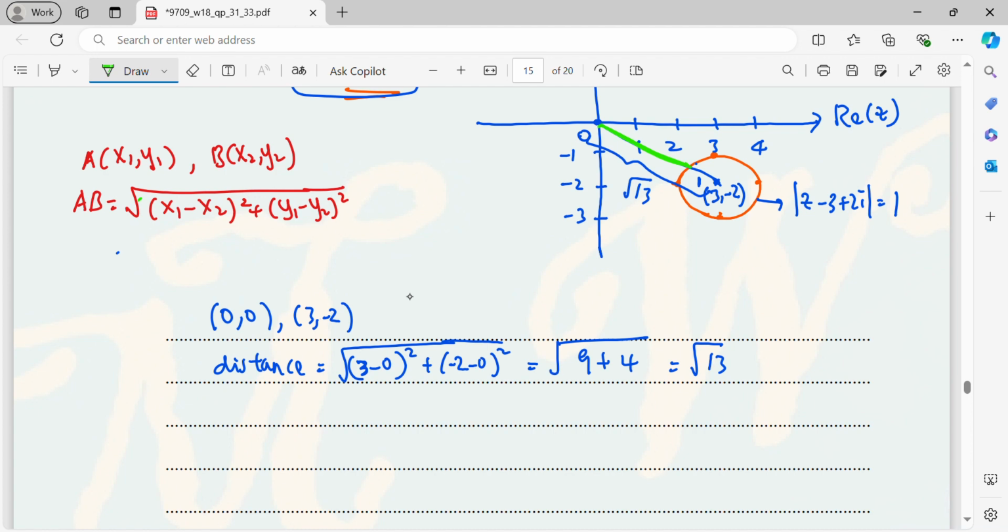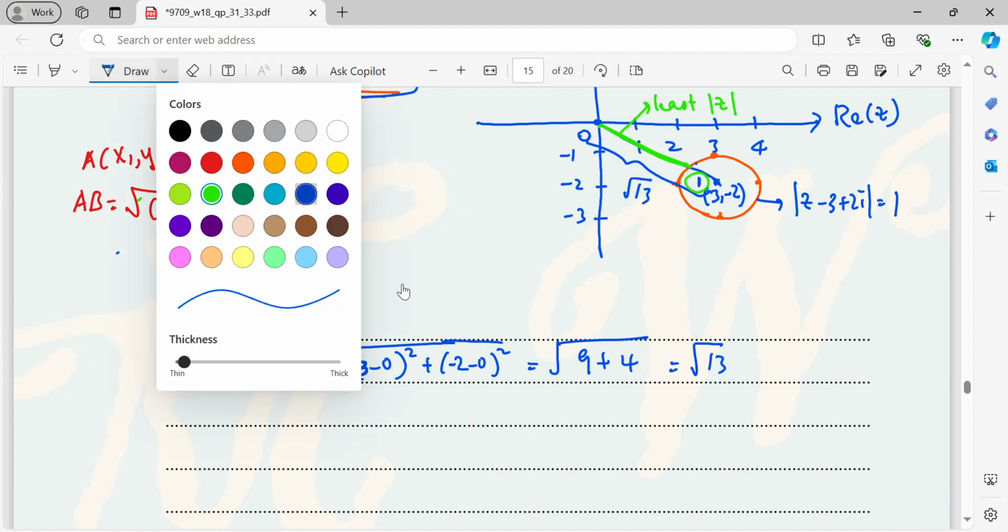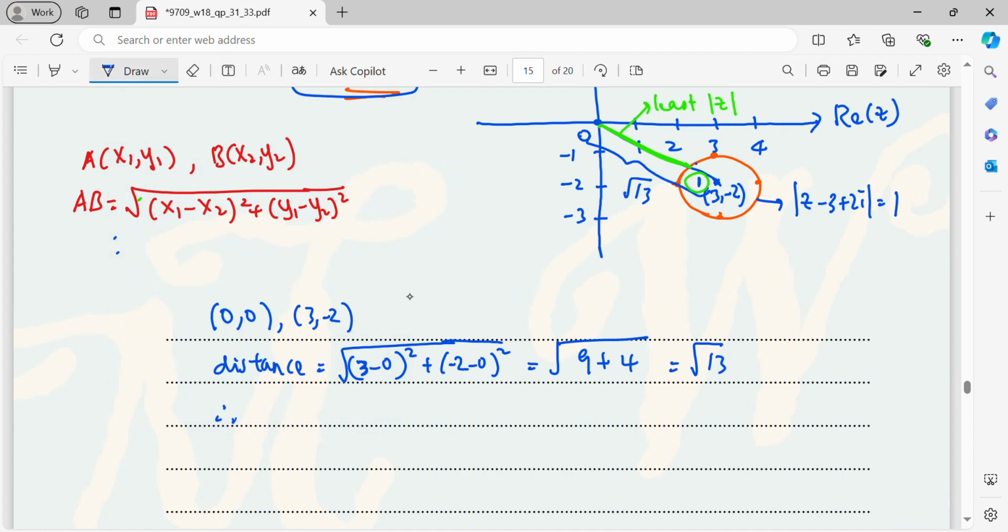So this is the least modulus z. Okay, so because the radius is 1, here is 1, so the green color is basically square root 13 minus 1. So the least modulus z is basically square root 13 minus 1. Okay, so that is the solution of this question.